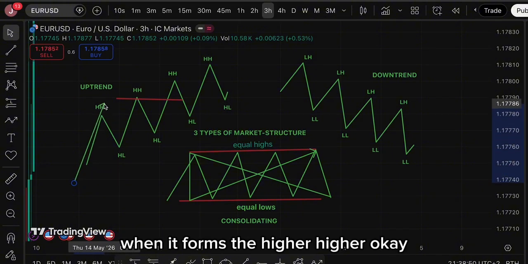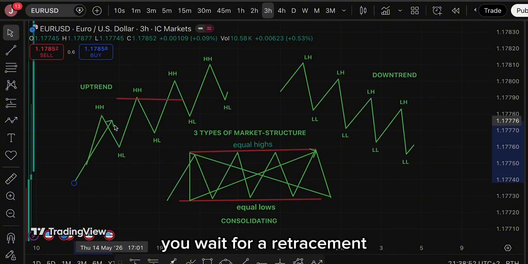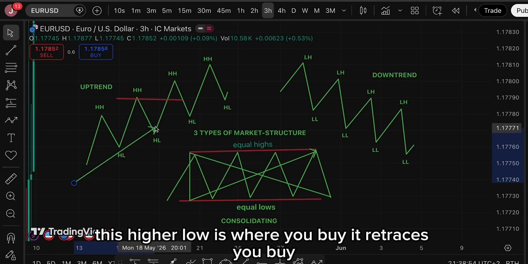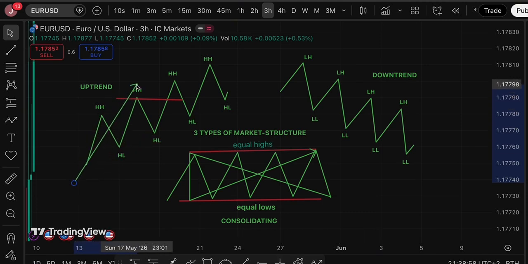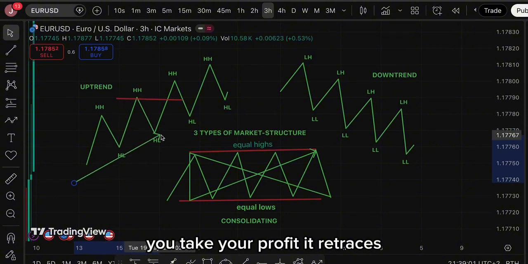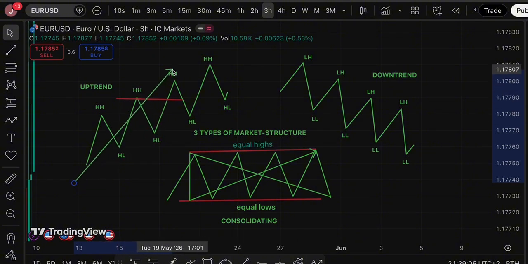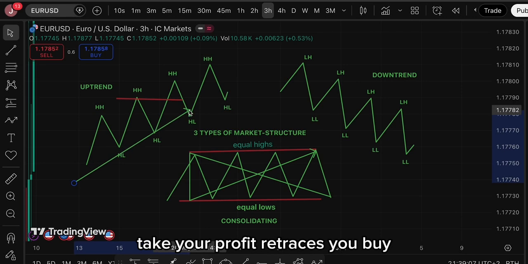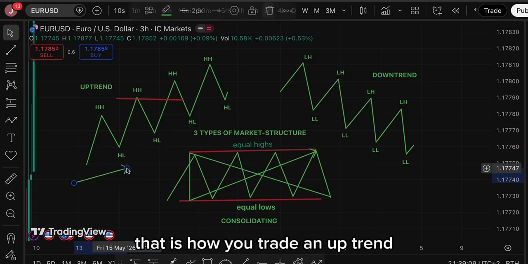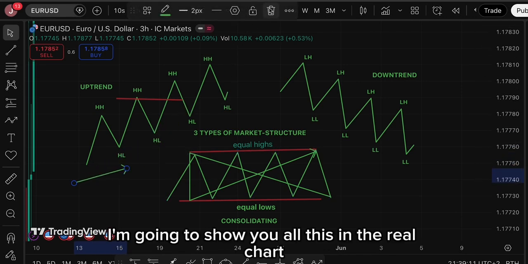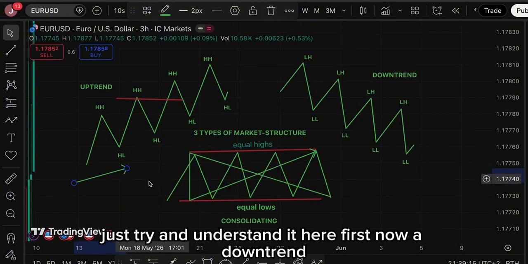When it forms the higher high, okay, this is valid. You see the higher high. You wait for a retracement, this higher low. This higher low is where you buy. It retraces, you buy. You take your profit, it retraces, you buy. Take your profit, retrace, you buy. That is how you trade an uptrend. Now, looking at the downtrend, I'm going to show you all this in a real chart. Just try and understand it here first.